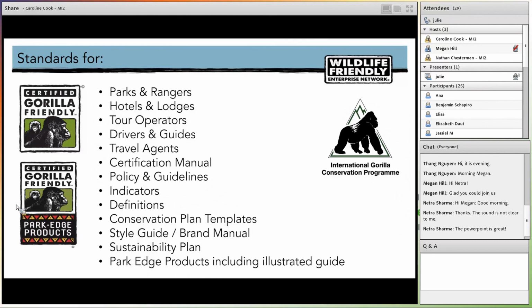One is for mountain gorilla tourism in the 4 national parks and 3 range countries for mountain gorillas, and one is for park edge products, which are produced by the farmers living at the park edges of those 4 parks.